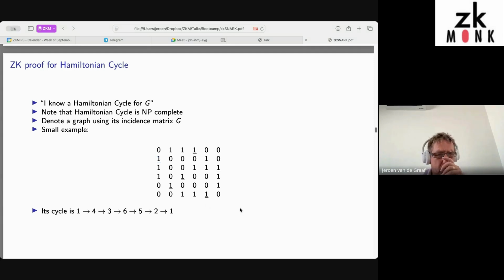So this is the cycle that's there. Of course, this is a small example, so you don't need an interactive proof to show that it has a cycle, because the verifier could compute it. But imagine that this is a large example, I don't know, 200 by 200 or 500 by 500. Then verifying that it has a Hamiltonian cycle is definitely not very simple.